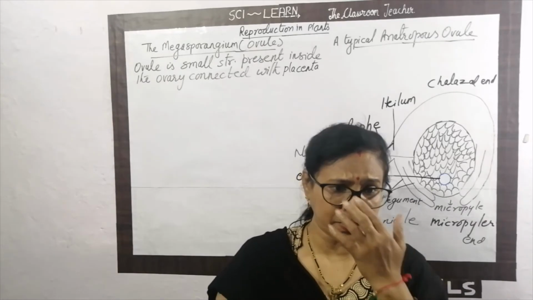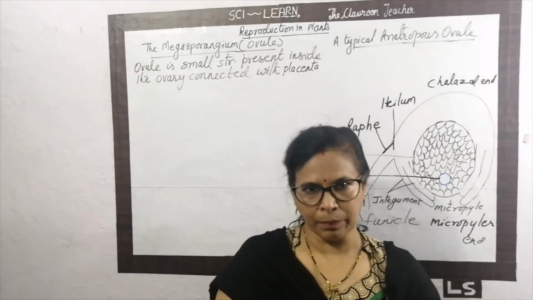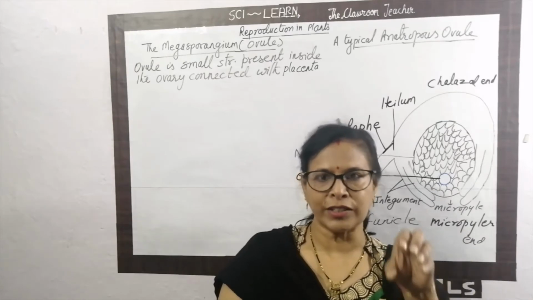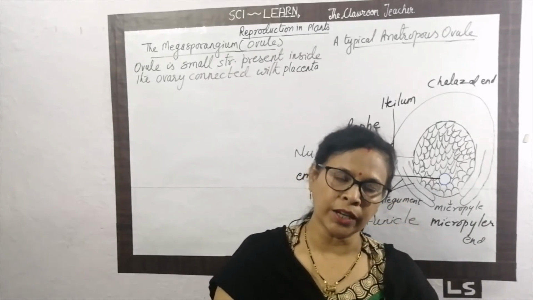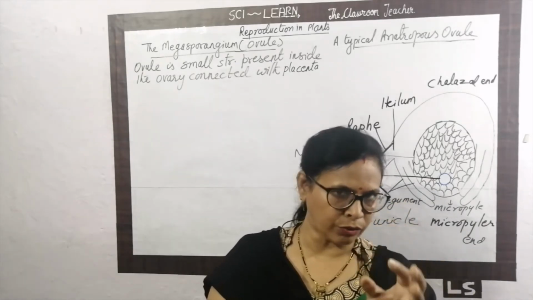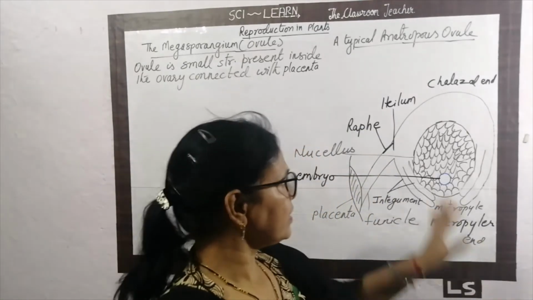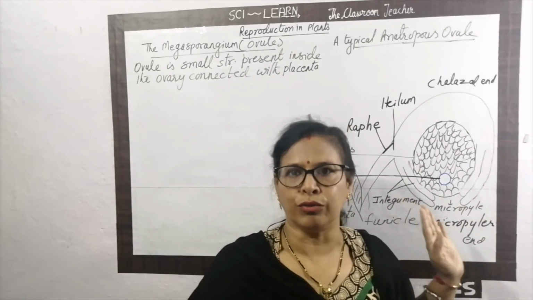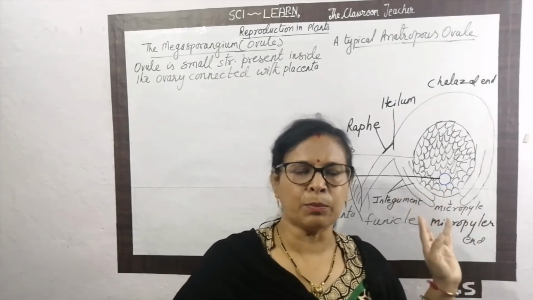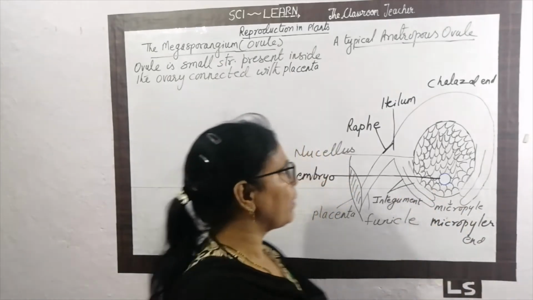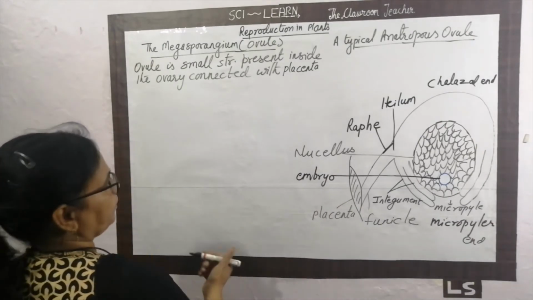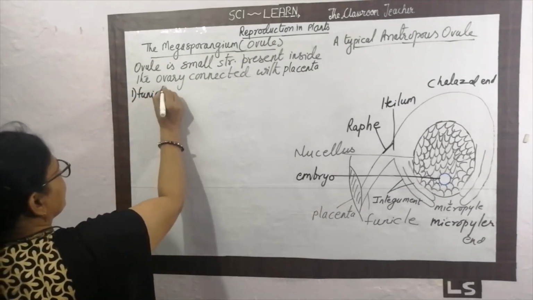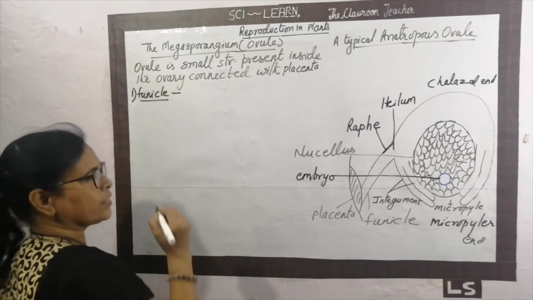Then the structure of the pistil: it is composed of three parts, called the stigma, style and ovary. The ovule is present inside the ovary, and it is connected to the ovary with the help of the placenta. This structure present inside the ovary is called the ovule. Now we have to explain each part of this ovule. The first part is the funicle.